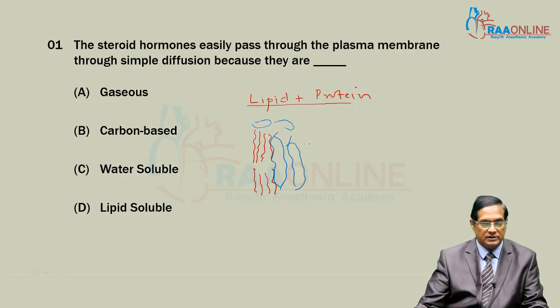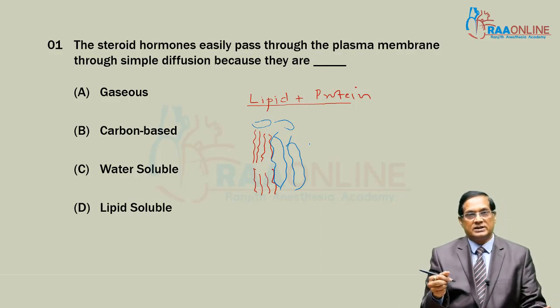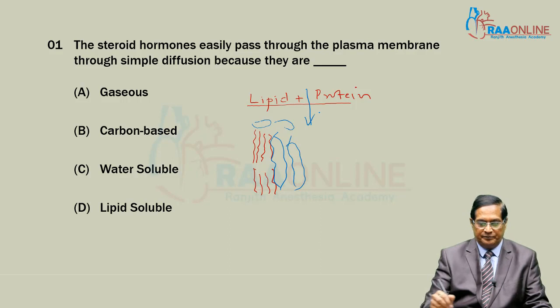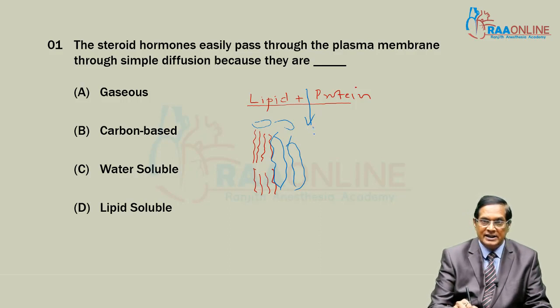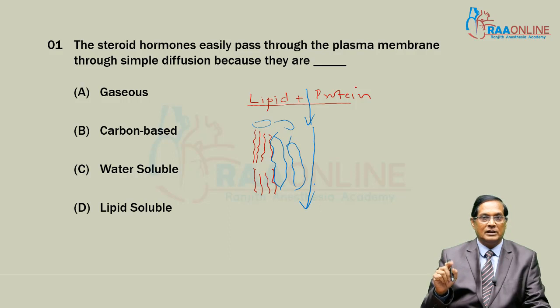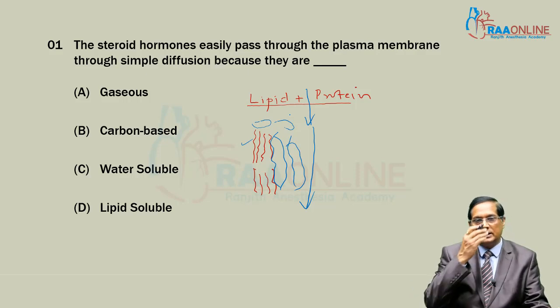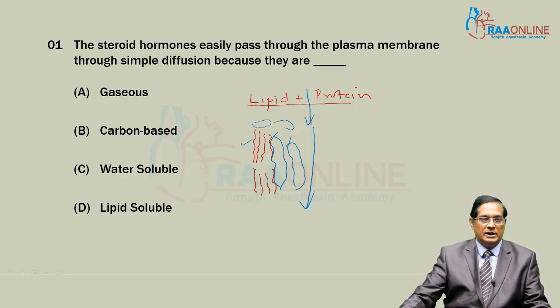Lipid is bilayered actually, and it is in the form of a quasi-fluid. So hydrophobic substance or lipid soluble material can easily pass through the lipid bilayer by the simple diffusion process, that is according to the concentration gradient. It is lipid soluble and the membrane is made up of lipid. So that's why they can easily pass through the lipid bilayer.